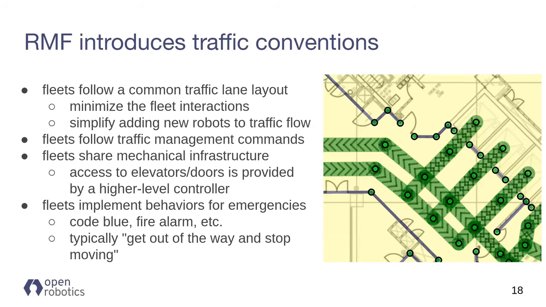So RMF also introduces traffic conventions. Fleets follow a common traffic lane layout, so now we minimize the fleet interactions and simplify adding new robots to the traffic flow. Fleets will follow traffic management commands, and fleets will share mechanical infrastructure. Access to elevators and doors is provided by the high-level controllers that we have. All right. There are also emergency implementations for fleets, code blue, fire alarms, and typically the get-out-of-the-way and stop-moving kind of thing.